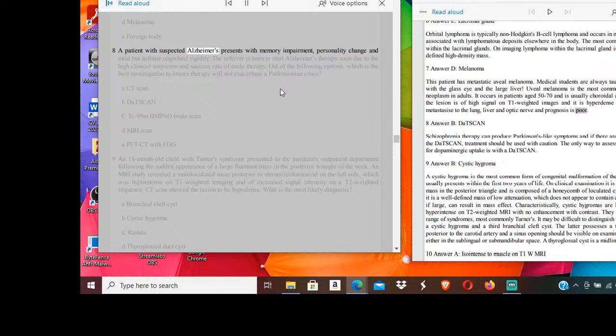A patient with suspected Alzheimer's presents with memory impairment, personality change, and mild but definite cogwheel rigidity. The referrer is keen to start Alzheimer's therapy soon due to the high clinical suspicion and success rate of early therapy. Out of the following options, which is the best investigation to ensure therapy will not exacerbate a Parkinsonian crisis?